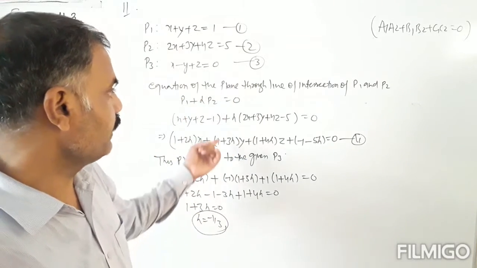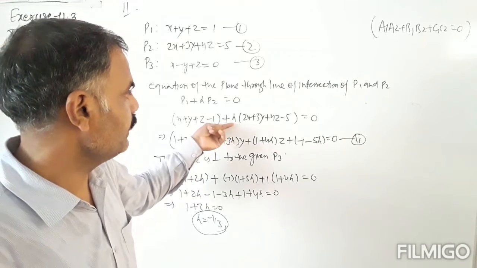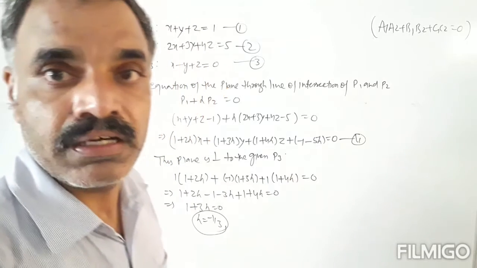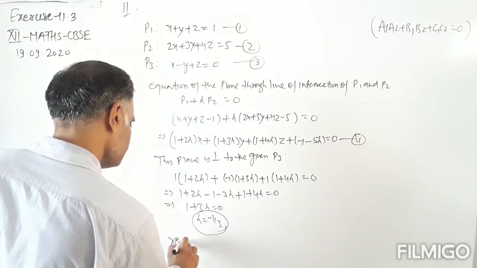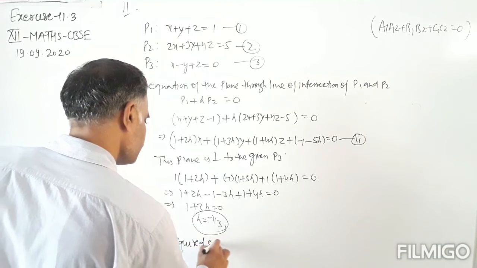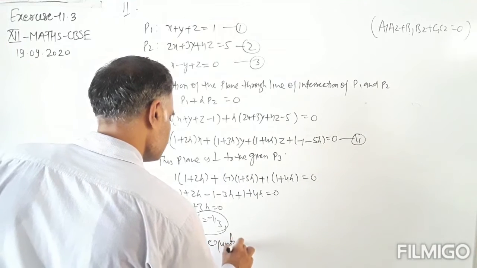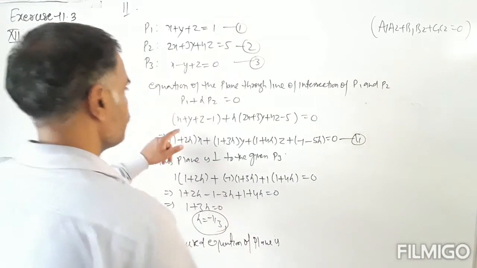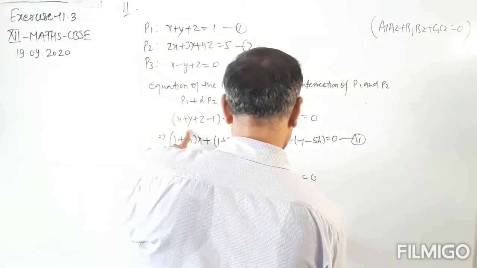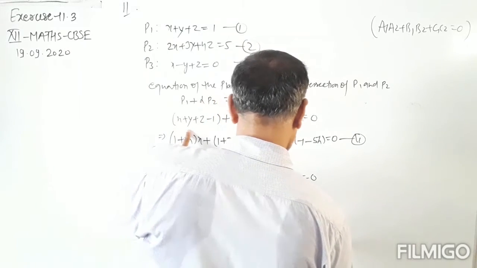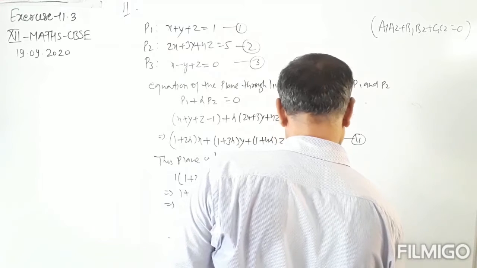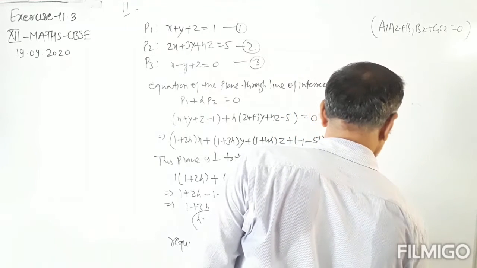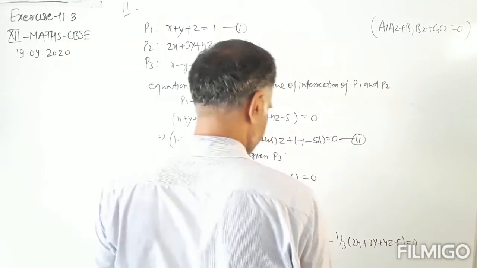Now put the value of lambda in equation number 4, and we will get the required equation of the plane. The required equation of plane is x plus y plus z minus 1 plus lambda, that is minus 1 by 3, into 2x plus 3y plus 4z minus 5 is equal to 0.